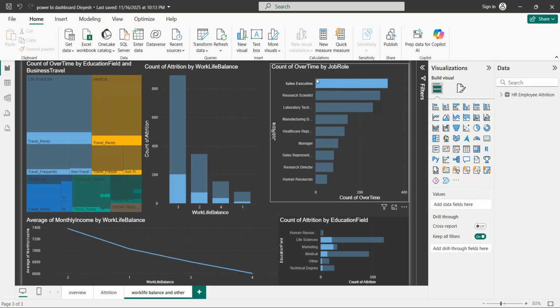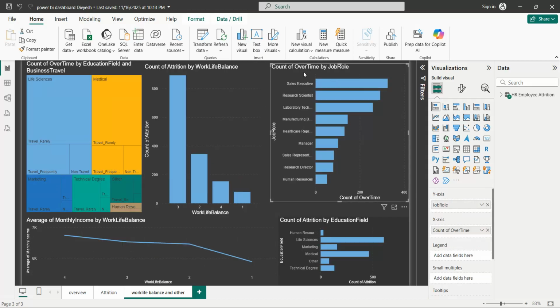this is the count of overtime by job role. So this bar chart breaks down overtime by job role. So what are its key insights? The sales executive, research scientist, and laboratory technician have the highest overtime counts, whereas managerial, HR, and director level roles have low overtime involvement. So what is its key interpretation? High pressure operational roles require significantly more extra working hours, whereas the excessive overtime can contribute to burnout, leading to attrition in these job roles.